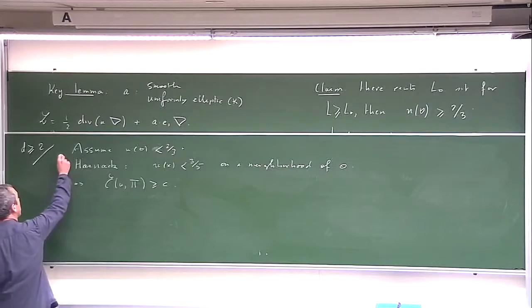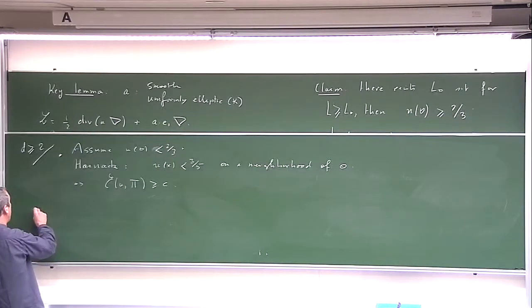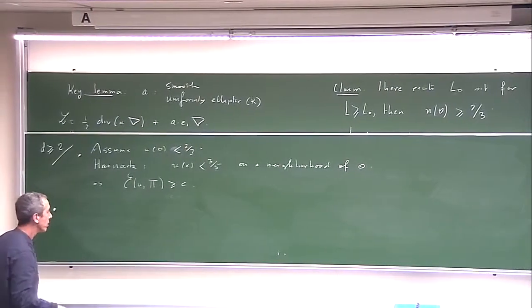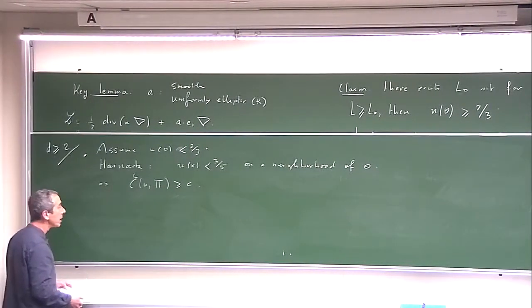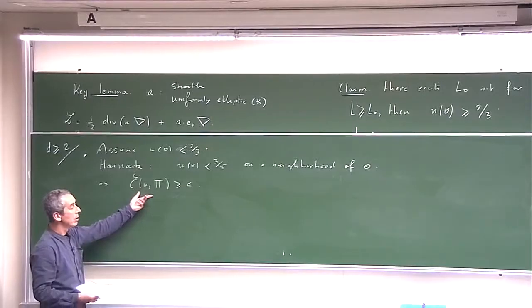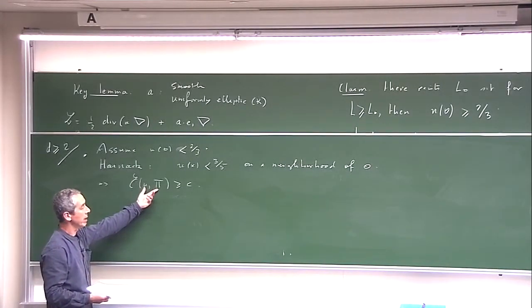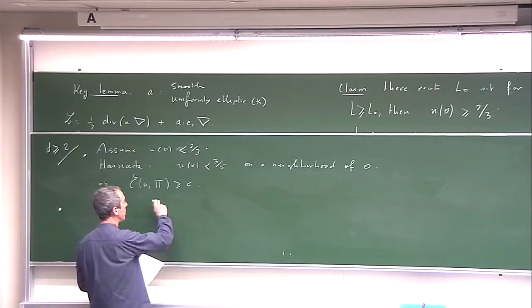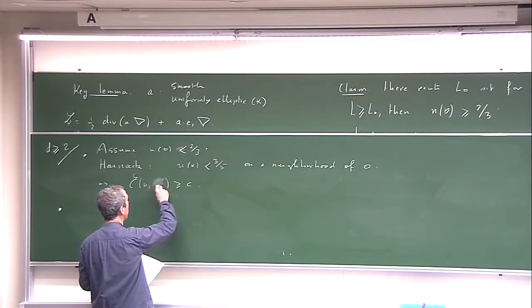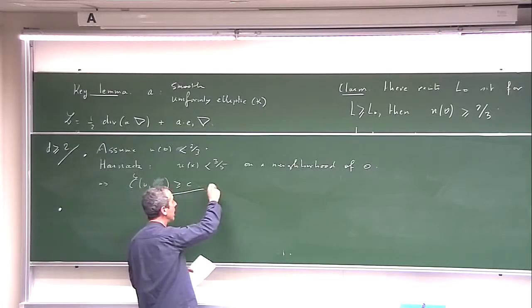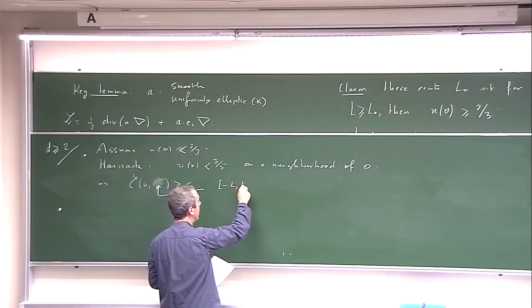So this is the first part. And then we want to get a contradiction. Actually, what we will do is get a contradiction by proving that this energy, or some energy, I mean, you don't have to take pi here. You can take something which is much smaller. So maybe here we can put something of the form, say, minus L, L.